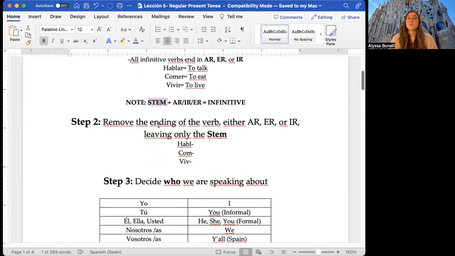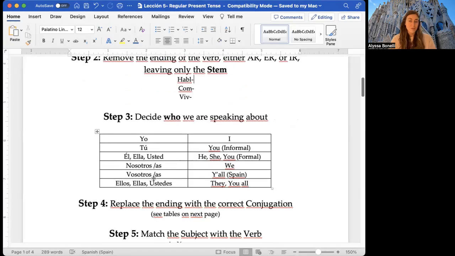Okay, so let's say that we've taken off our ending, which leaves us with, in this basic math problem, just the stem. So we've got habl, com, and viv because they're now missing those endings that we started with. And here's something that you've seen if you've been keeping track of all the videos. In the ser and estar video, we talked a little bit about how these are always going to be our people, our subjects, our stars of the show. If you're able to track who everyone is that you'll want to be conjugating for, because that's what we're doing today, we're conjugating verbs from their infinitive into present tense.